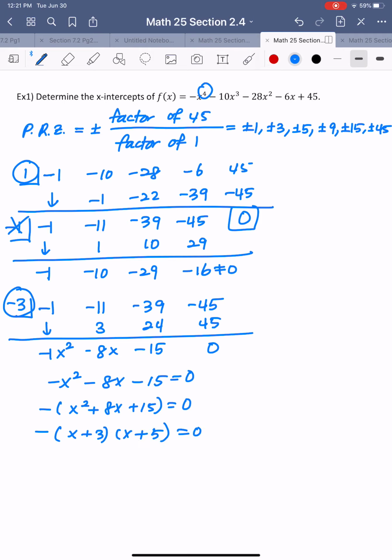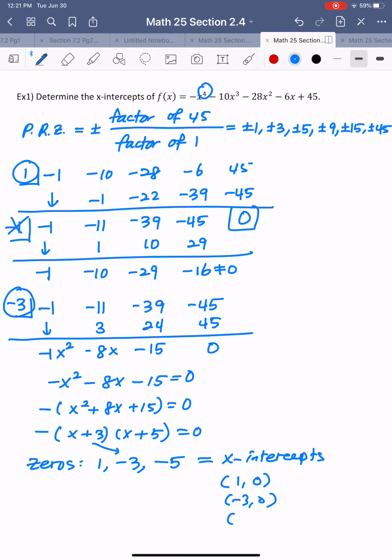So the zeros you're going to get are 1, negative 3, and negative 5, which are going to be the x-intercepts too. So as x-intercepts, you might want to put that as 1, 0, negative 3, 0, and negative 5, 0. You don't have to put the negative 3 twice.